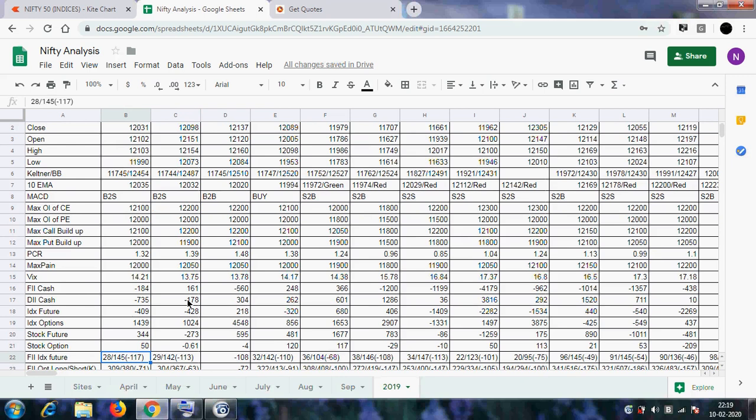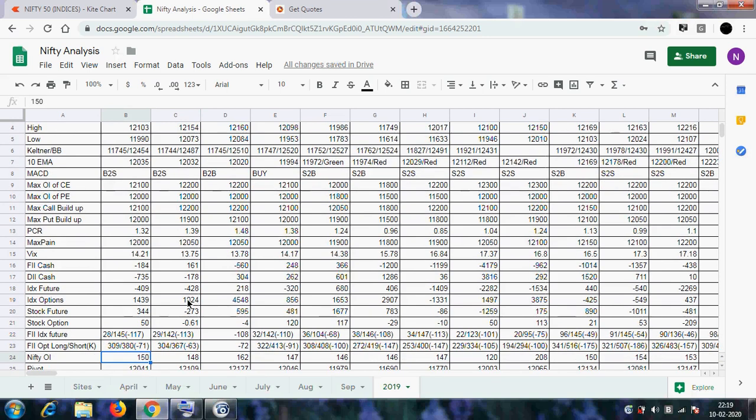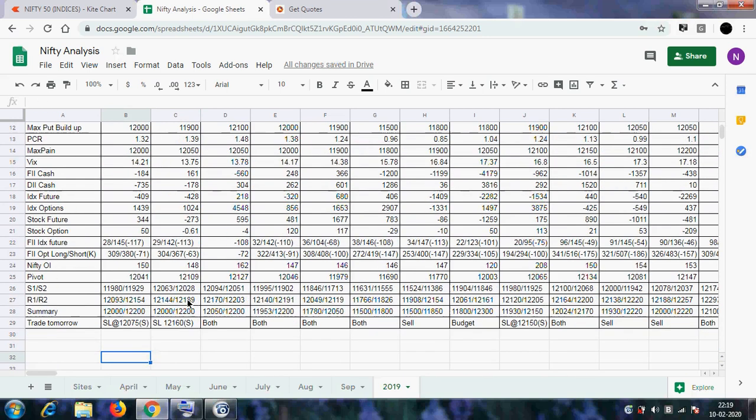Okay, now index future till Friday it was 1 crore 13 lakh contract short, and now 1 crore and 17. So through index future FIs have increased their short position. Okay, what they are doing through option, till Friday they were 63,000 contracts short, now they are 71,000. So again through option also FIs have taken more short position. Okay, now Nifty OI has increased. See, market is coming down and OI is increasing. That means there is short build up in the market.